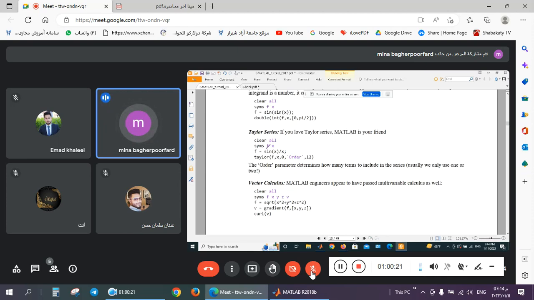But when we don't have exact solution for them, we should use numerical method, approximate method, and after this session, we start numerical methods for integral, for derivative, for algebra equation, and also for differential equation. Have you understood?